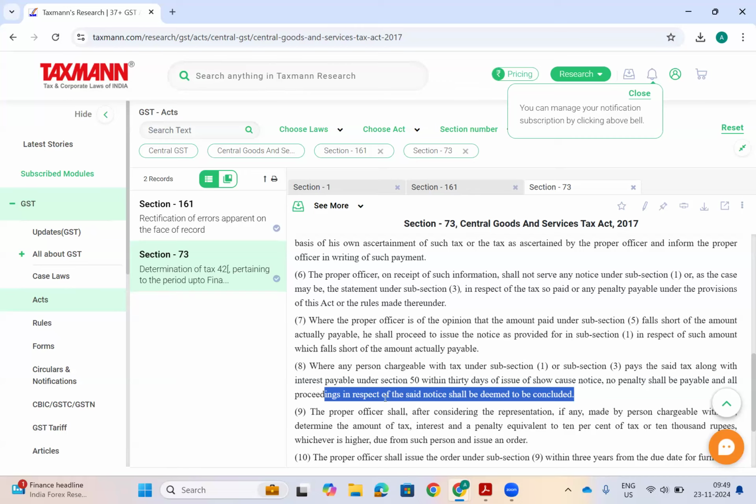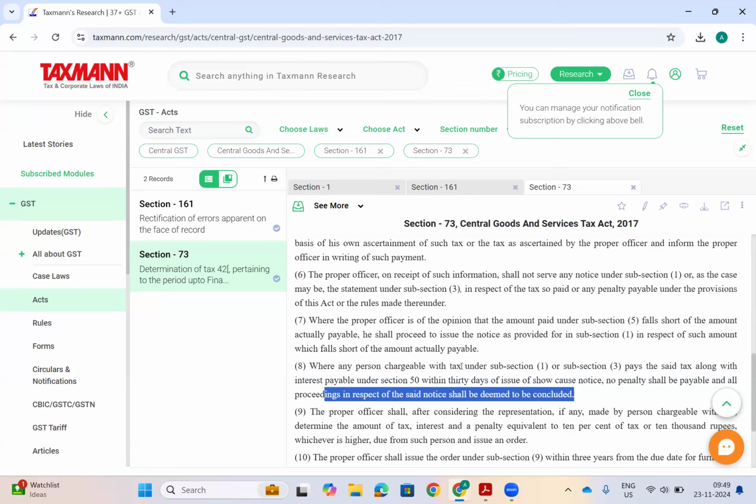Whether 73(8) says that for each issue there has to be a separate notice. Let's take another example. Why I'm coming to this: supposedly a notice has been issued wherein there is a challenge to non-payment of tax within a specified period.